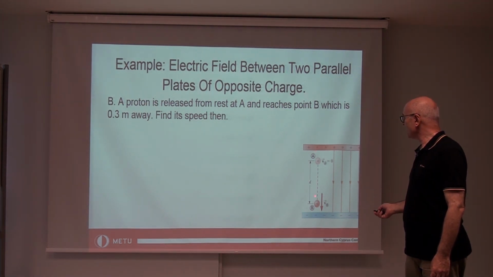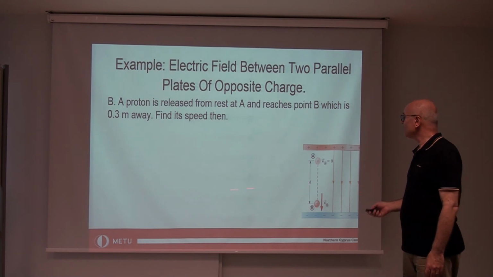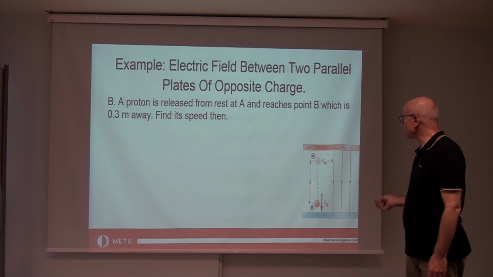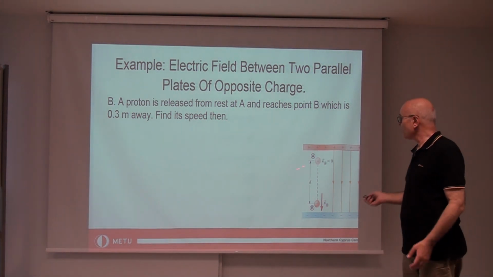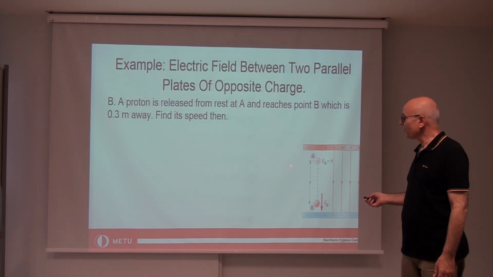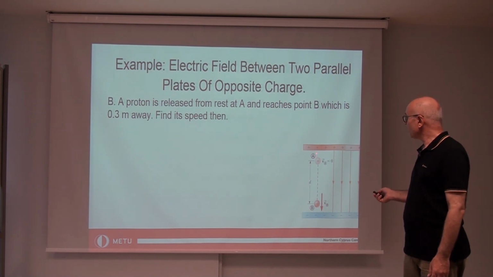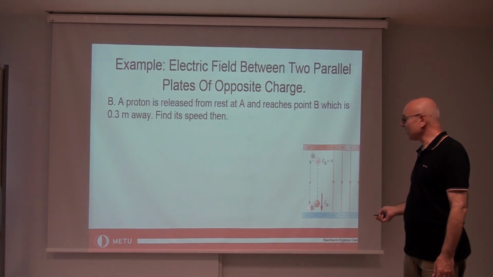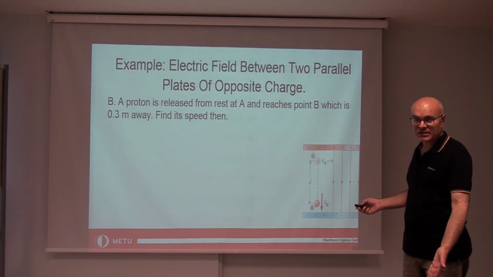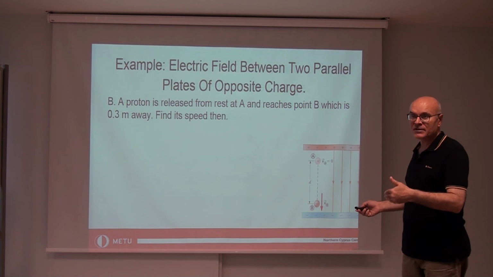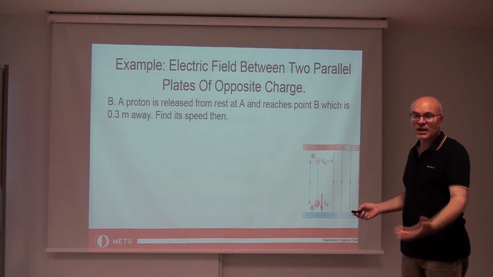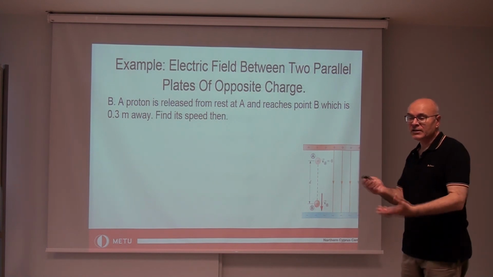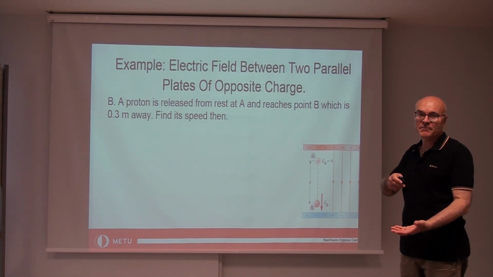Now we consider a proton, which is a point charge, released from the positive plate, and it goes down to the negative plate, which is at a distance of 0.3 meter away, and we want to find the speed of the proton. As we have just said, a proton is a positively charged particle, and therefore as it moves down the electric field, because the potential difference down the field is negative and this charge is positive, its potential energy will drop. What will happen to its kinetic energy? The kinetic energy will increase by the same amount.